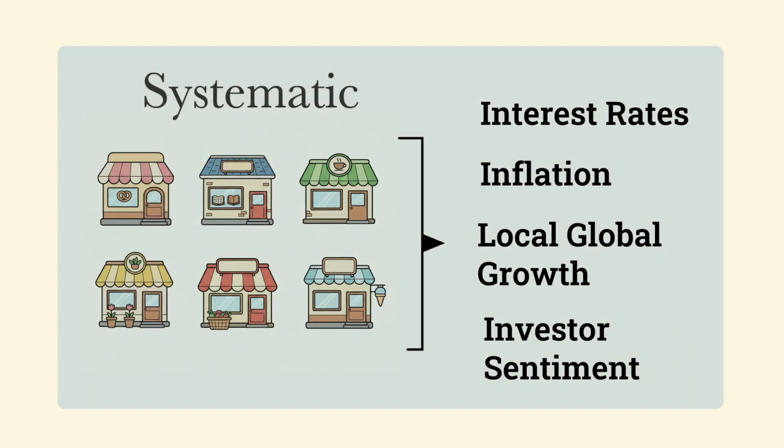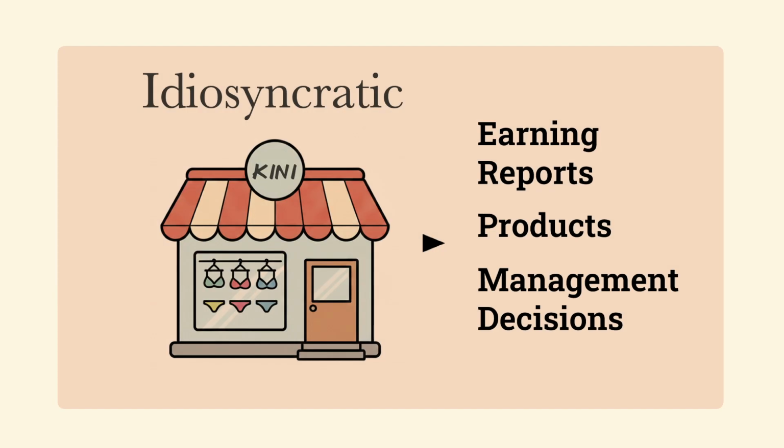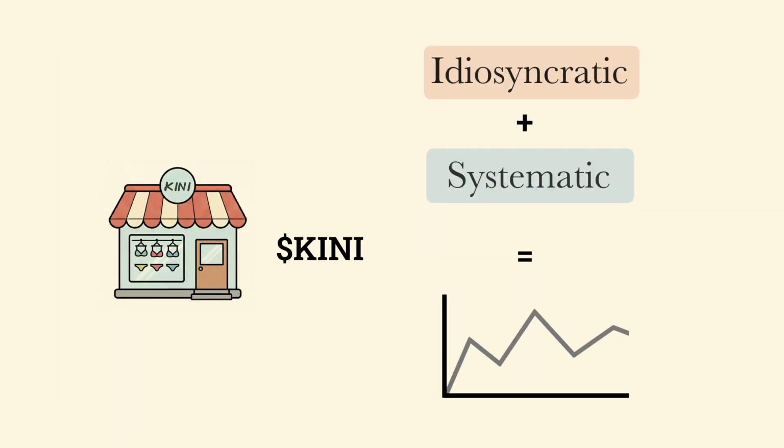First, systematic returns. These are driven by market-wide forces like interest rates, inflation, economic growth, and overall investor sentiment. These forces affect many companies at the same time, which is why stocks often move together. Second, idiosyncratic returns. These are specific to an individual company, things like earnings reports, new products, or management decisions. At any point in time, a stock's movement is a combination of both, what's happening to the market and what's happening to the specific company.